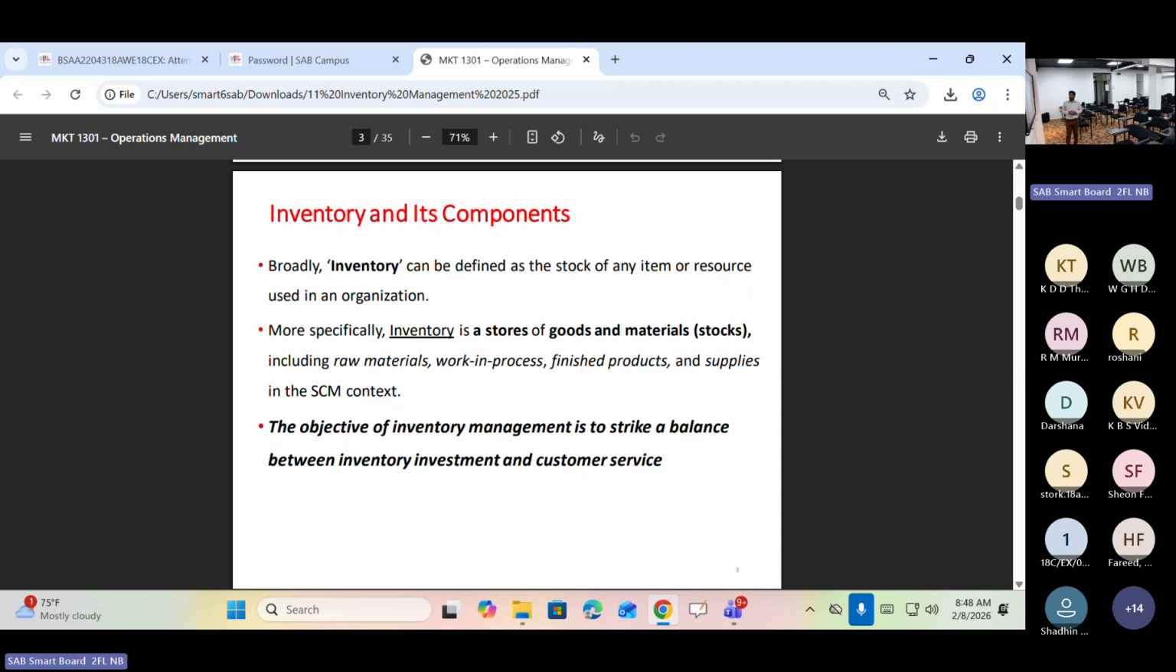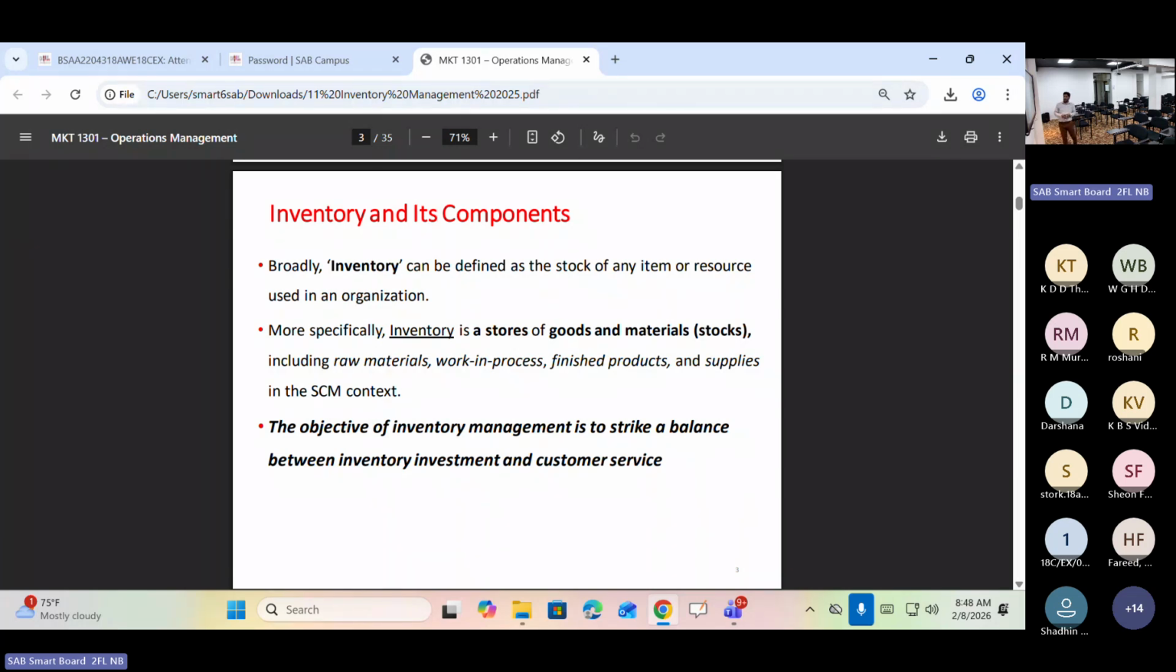Broadly, what we call inventories can be defined as the stock of any item or any resource that is used in operations, that is used in organizations. Coming to operations, there are only a few types of stocks that we usually deal with. In operations management, more specifically, inventory refers to the stock of goods and materials used in operations. Then there can be different types of stocks.